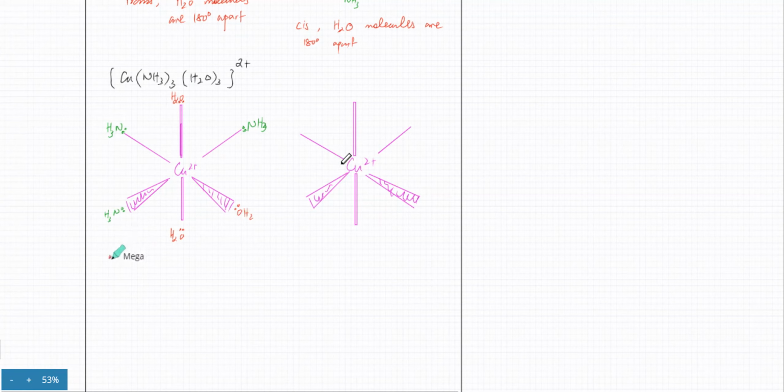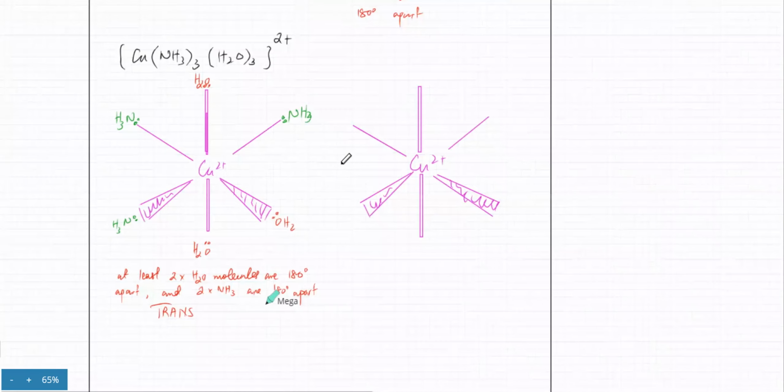So we can write that down, that at least two water molecules are 180 degrees apart, and two NH3s are 180 degrees apart. Now this one is going to be called your trans version of the complex ion. So that's your trans version. And there's going to be another version where they're not 180 degrees apart.